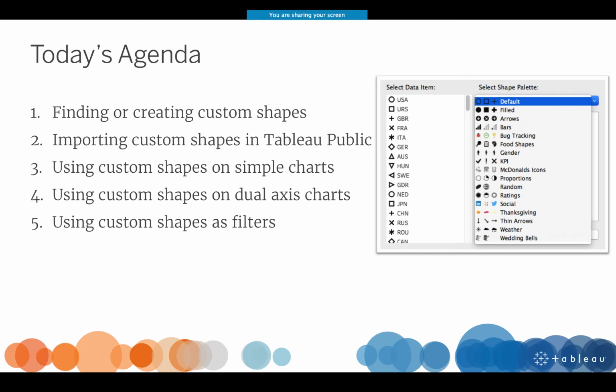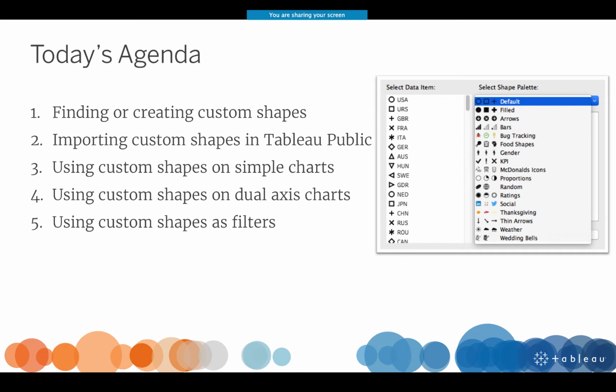And three is building some simple charts that I can make using custom shapes. And number four would be taking that a step further: what are some a little more advanced charts I can build? The example I'll show today is specifically a dual axis chart. And five is using custom shapes as filters.